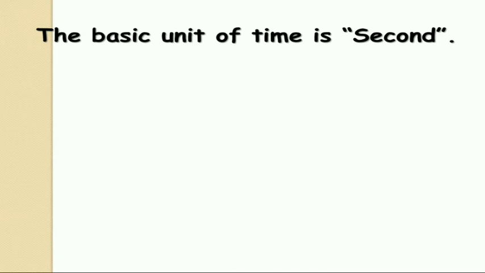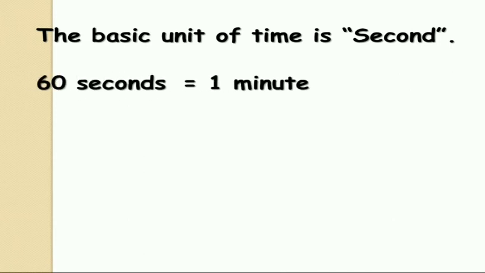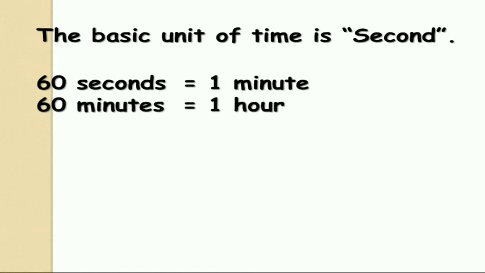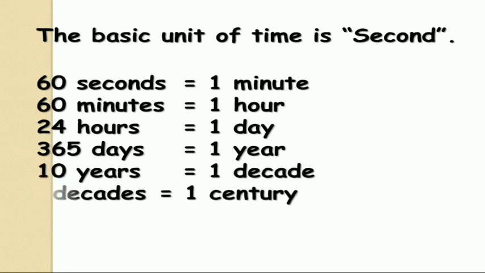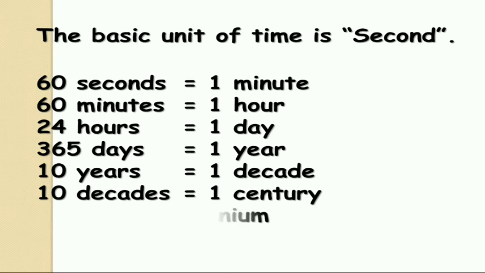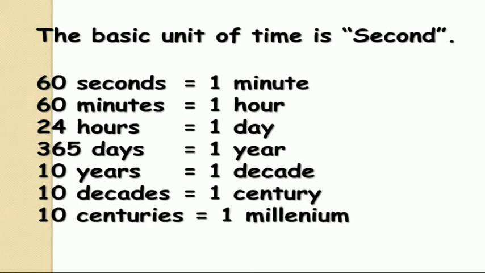The basic unit of time is the second. Here 60 seconds is equal to 1 minute, 60 minutes is equal to 1 hour, 24 hours is equal to 1 day, 365 days equal 1 year, 10 years is equal to 1 decade, 10 decades is equal to 1 century, and 10 centuries is equal to 1 millennium. So in this way time is measured in different ranges, but the basic unit should always be the second.